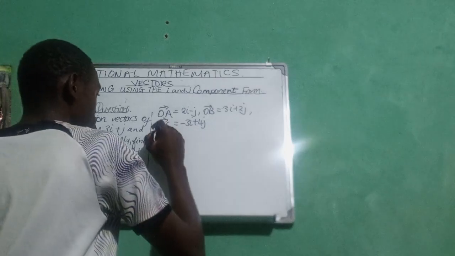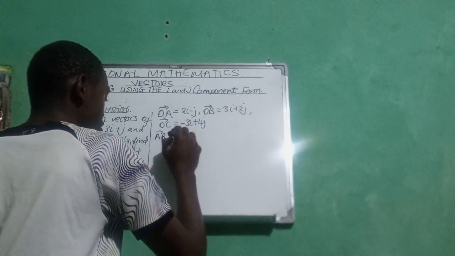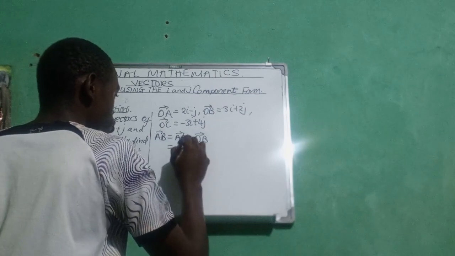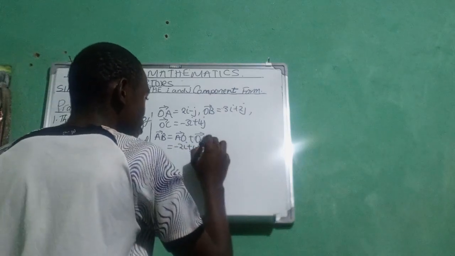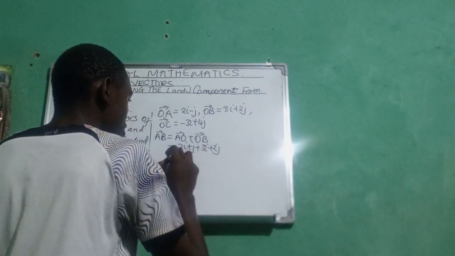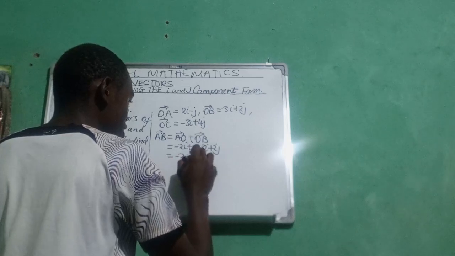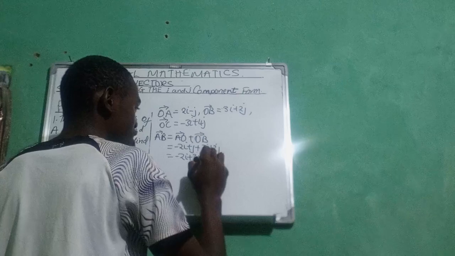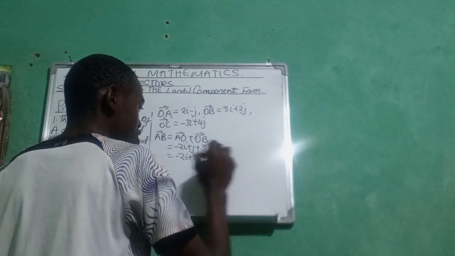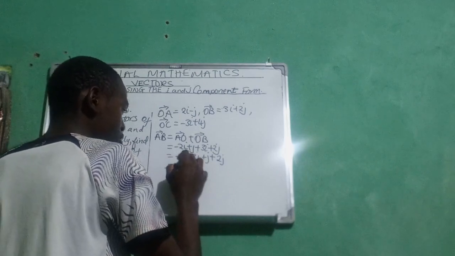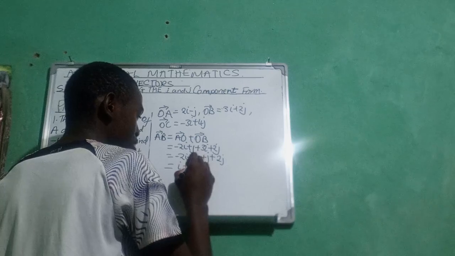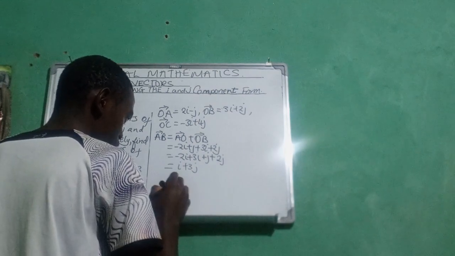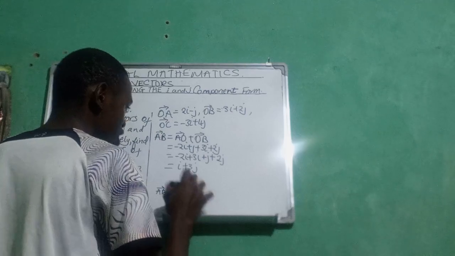Okay, so this means we'll have AB is equal to AO plus OB. AO is minus 2i plus j. OB is 3i plus 2j, which is equal to minus 2i plus 3i, plus j plus 2j. This will give you a positive i plus 3j. So it means that our AB is equal to i plus 3j.